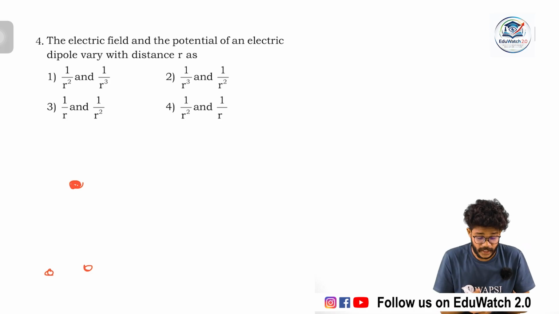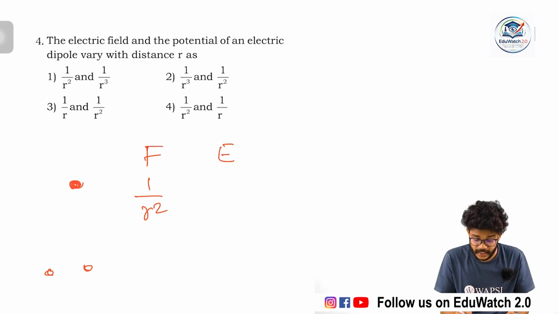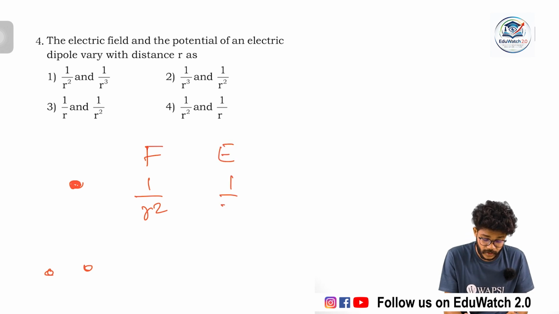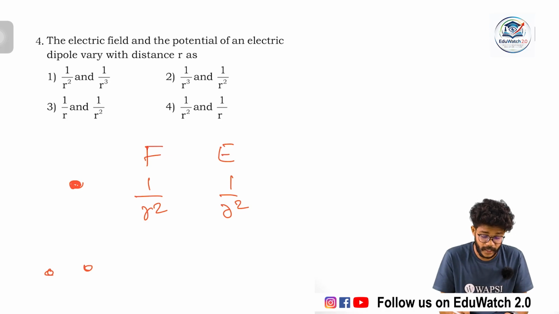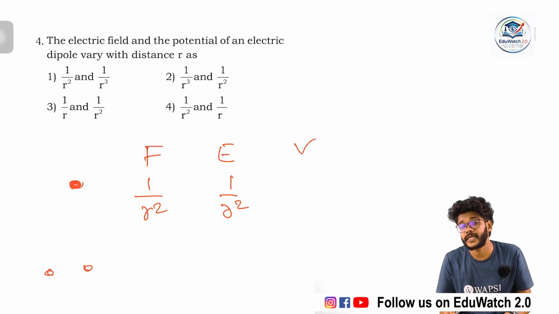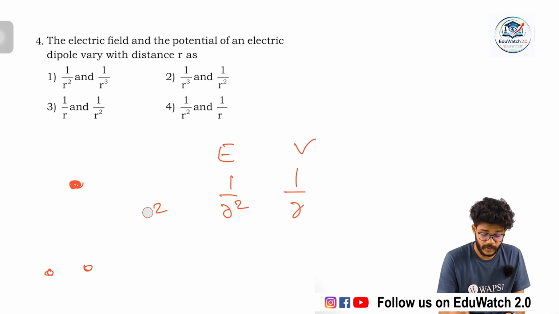First we need to know the equation for electric field, force and potential for a charge. The equation for force is 1 by 4 pi epsilon 0 q by r square. It depends upon 1 by r square, and electric field E, which is F by Q, is also 1 by r square. And the potential V depends upon 1 by r. Here we only want to bother about the electric field.